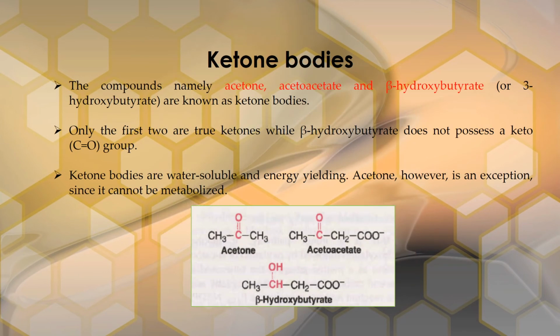Ketone bodies. The compounds, namely acetone, acetoacetate and beta hydroxybutyrate, are known as ketone bodies. Only the first two are the true ketones, while beta hydroxybutyrate does not possess a keto group. Ketone bodies are water soluble and energy yielding compounds. Acetone, however, is an exception since it cannot be metabolized.